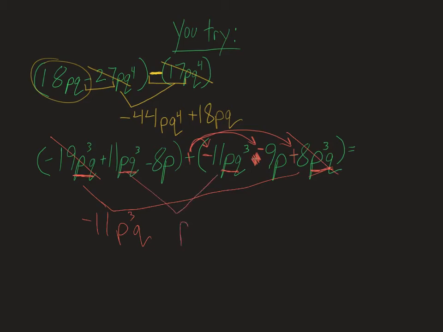Okay, those are PQ3s, and that's a plus 11 and minus 11. Oh, I didn't need to write anything. That's a zero pair that cancels itself out.